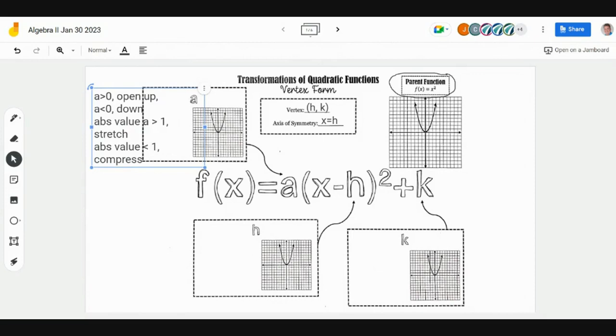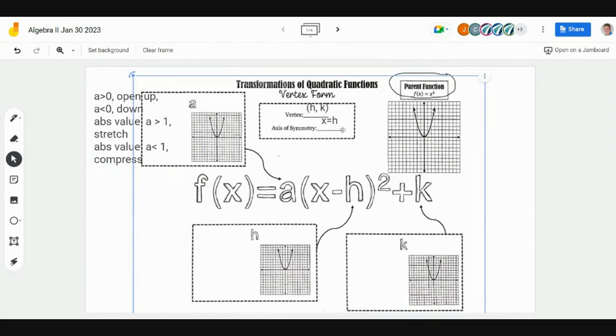If it's larger than 1, then it's going to stretch it, which means it's going to pull it out, go up faster. If it's less than 1, like 0.25 or something, it's going to compress it. So those arms get pushed down, it's going to be shorter, which is what I really need for this lesson.